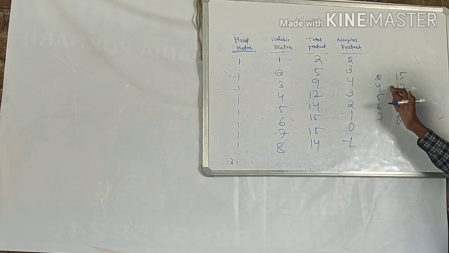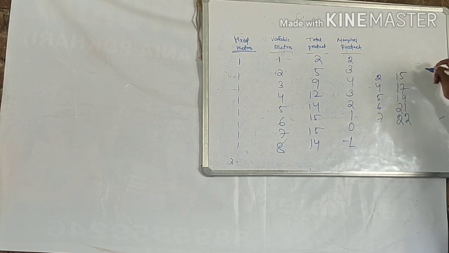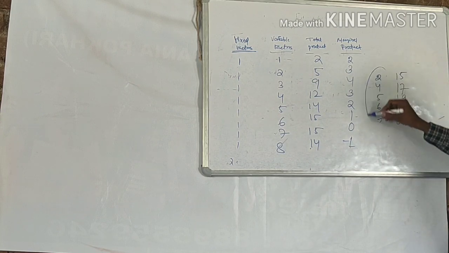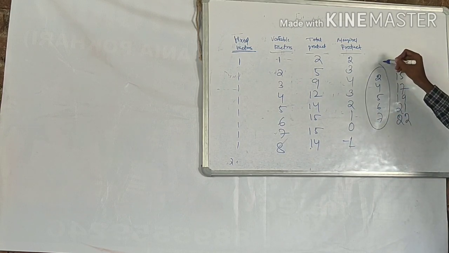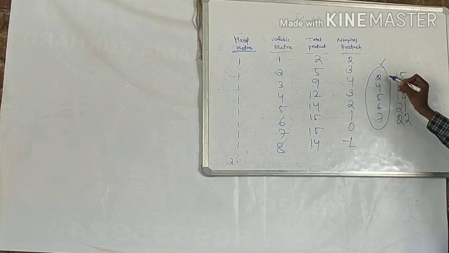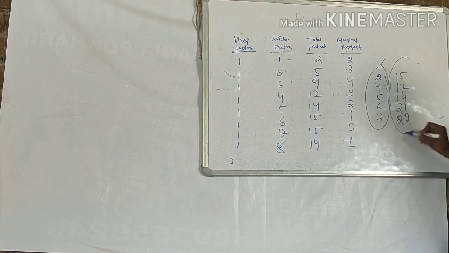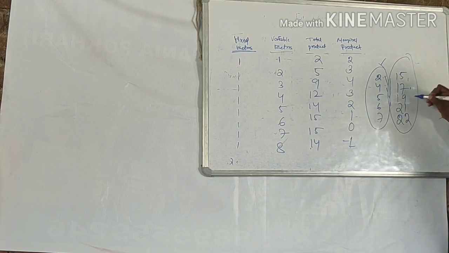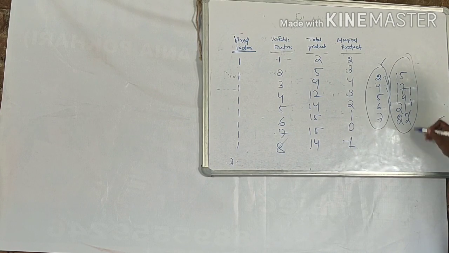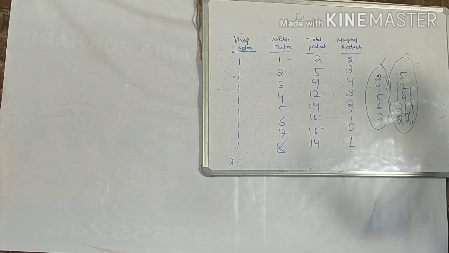So in this way, if the factors are increasing at an increasing rate, understand this, it increases at an increasing rate. So in this way, output also increases at an increasing rate. See this: 15 to 17, 17 to 19, 19 to 21, 21 to 22. This increases at an increasing rate.